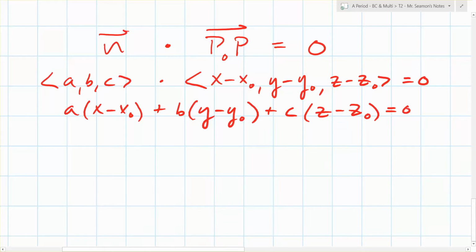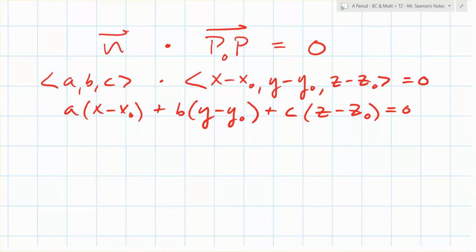What did x naught, y naught, z naught represent in our original picture? Any point on the plane. And what does ABC represent? The components of the what vector? It's actually not accurate of me to be so unspecific, it's any normal vector. So ABC, the components of any normal vector, and x naught, y naught, z naught, any point on the plane.